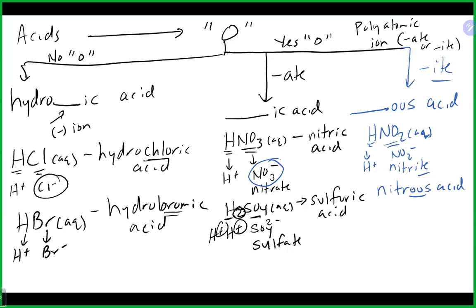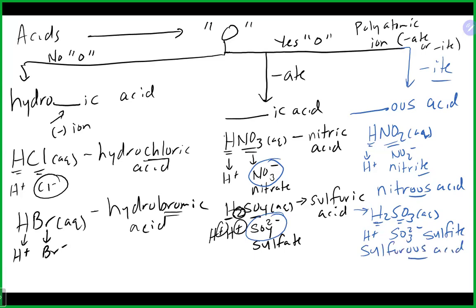Same thing, I go H2SO3. Once again, I have my H plus. This is SO3 2 minus. That again is very similar to sulfate, but 1 oxygen less. So instead of sulfate, this guy would be sulfite. And that means that the acid name here would be sulfurous, OUS acid. Once again, here we need an extra hydrogen to balance out the -2 charge for our sulfite.